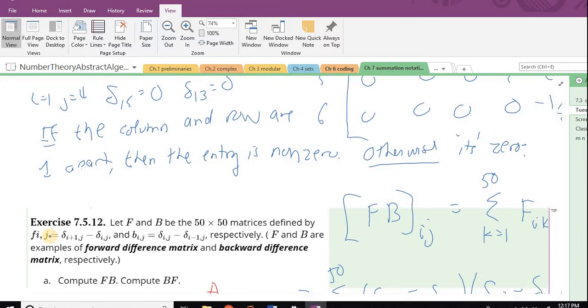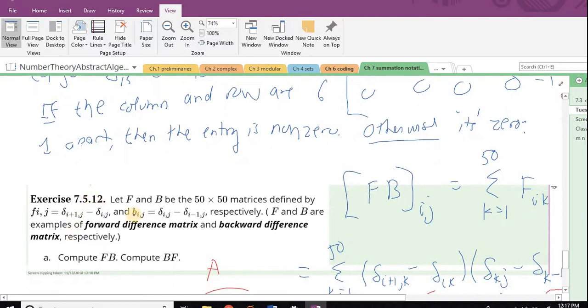Okay, so let's do this. So F_ij is delta_{i+1,j} minus delta_ij. So I'm going to do that down here.